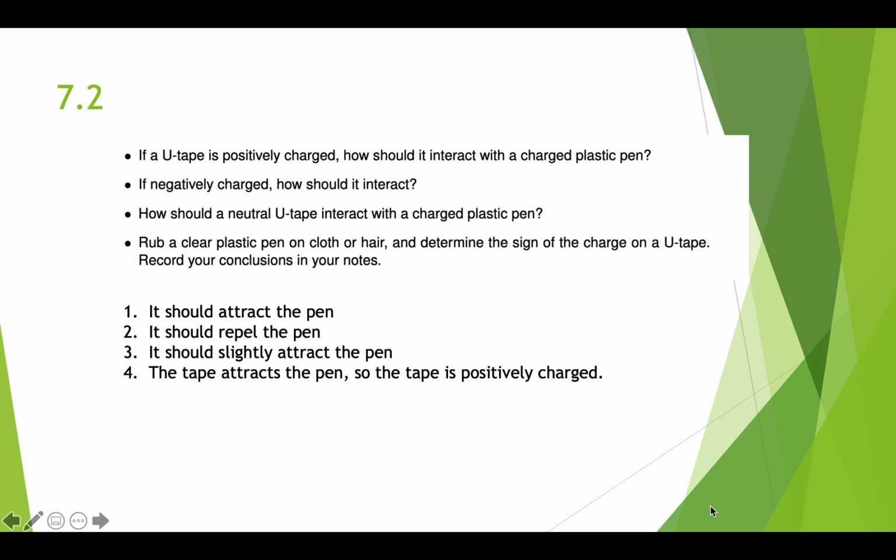So this is just a line of reasoning that brings us to the conclusion that the tape is positively charged. Basically, if I have a negatively charged pen, and the tape is attracted to the pen, it would be positively charged, and vice versa. If it's negatively charged, it would repel the pen, because that would mean that they are like charged. When I did this experiment, the tape attracted the negatively charged pen, which led me to the conclusion that the tape is positively charged.